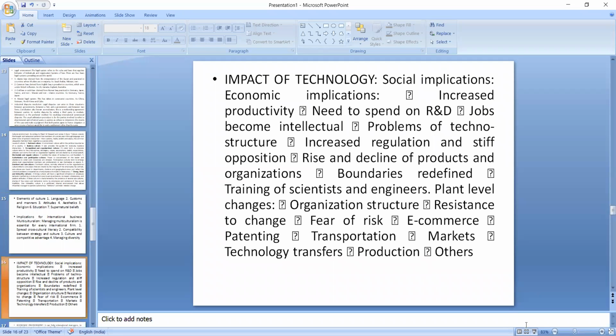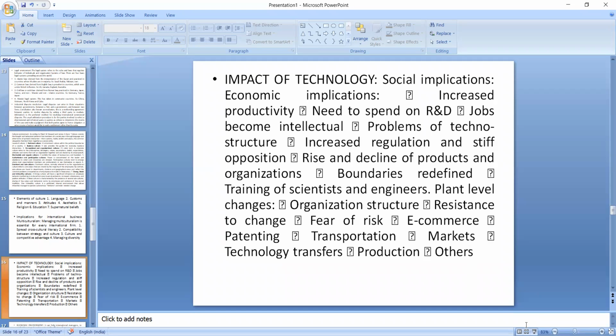Impact of technology: social implications, economic implications. Increased product intellectual problems of technostructure, increased regulation and staff position, rise and decline of products and organizations, boundaries redefined, training of scientists and engineers, plant level changes, organization structure, resistance to change, fear of risk, e-commerce, patenting, transportation, markets, technology transfer, production, and others.